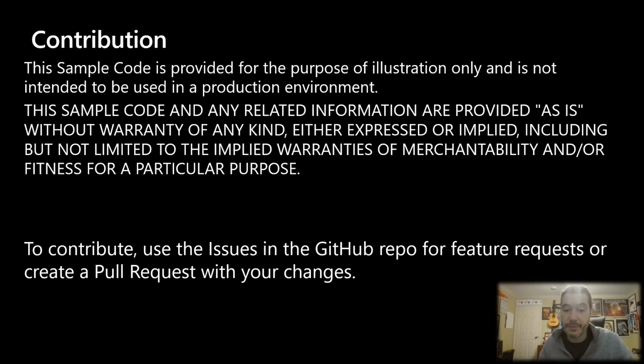But if you want to contribute to this project, use the issues tab in the GitHub repo for any feature requests, or if you want to actually add some changes yourself and add them to the agent, you can use a pull request and add your changes, and we'll review it and then add it in there. So I encourage you to ask for new features, or even better, clone it, make changes, and then put a pull request in with your changes.